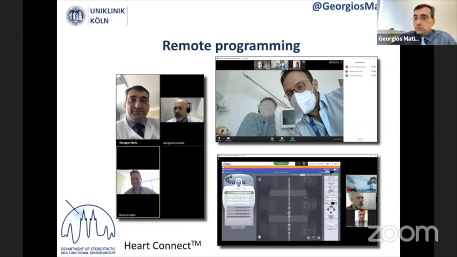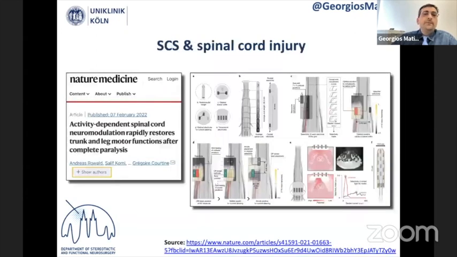Nonetheless, it's a good option to have, and we use it also in my department. Here you can see me, but also two reps from a specific company. One is in the hospital with the patient. The second one is in Greece, having a good time, and we can all talk together at the same time with the patient, and we can see together what would be the best programming option for this patient. And let me tell you, the patient is very satisfied.